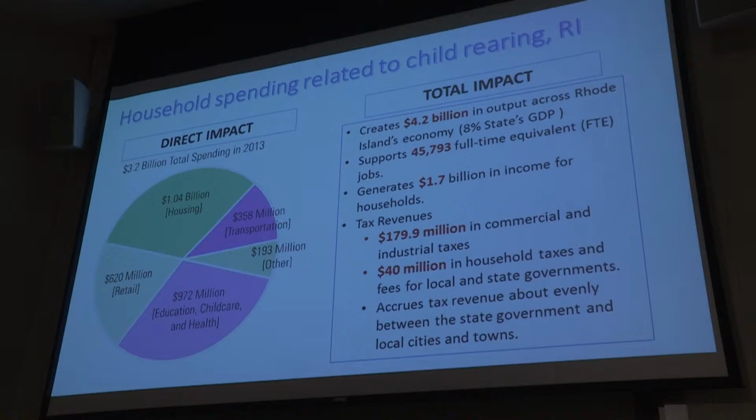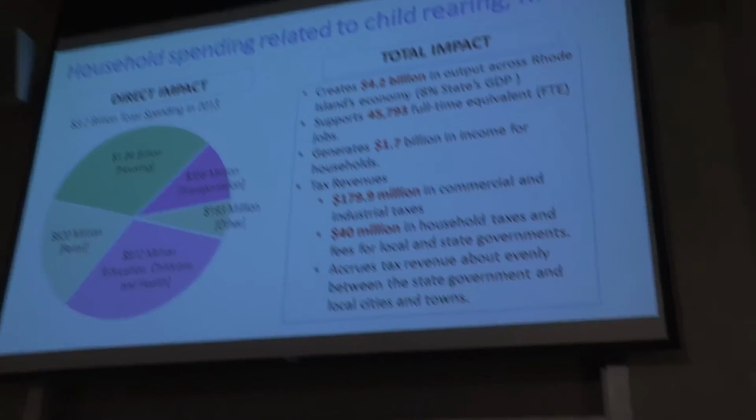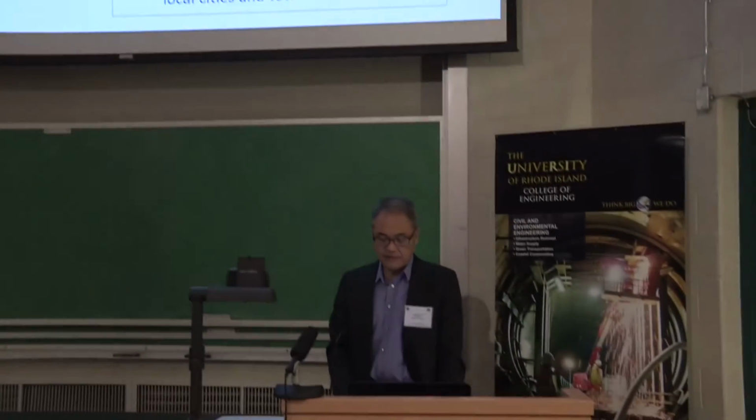It also generates $1.7 million in income of households. When people make money, the state can expect more tax revenue, for the state and the local cities and towns. So $179.9 million in commercial and industrial taxes, and also $40 million in household taxes and fees for local and state governments. So this is very good. And now, the loss of school-age population.